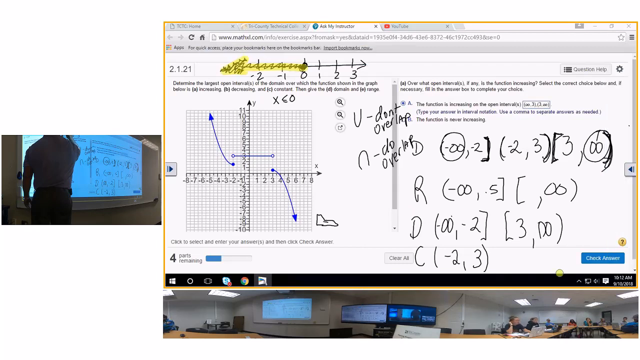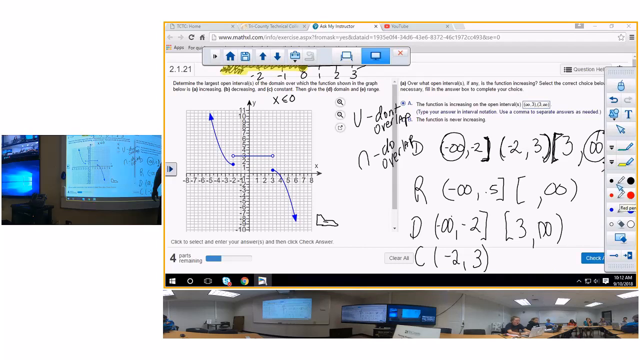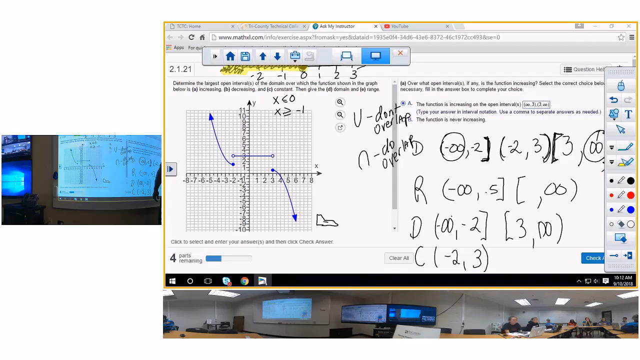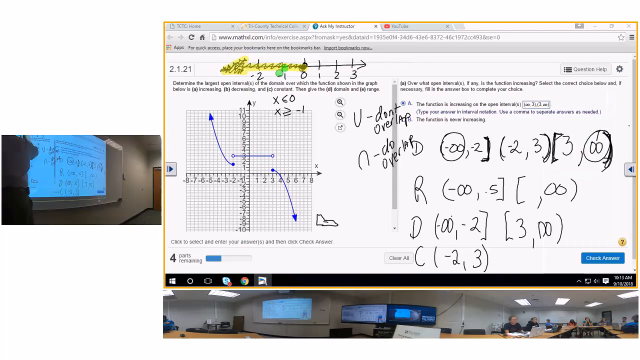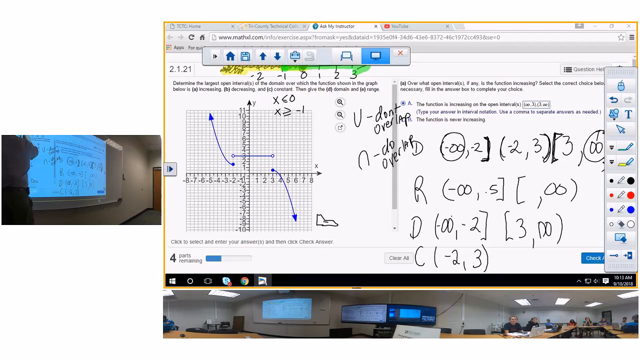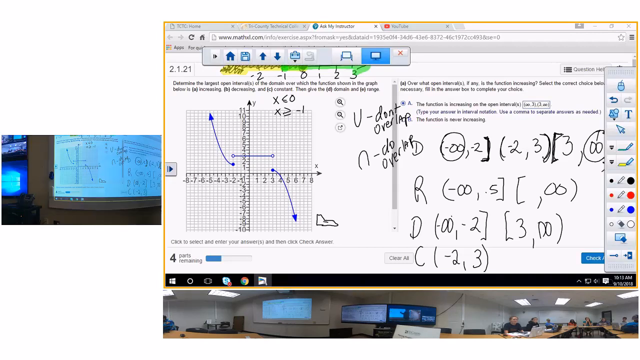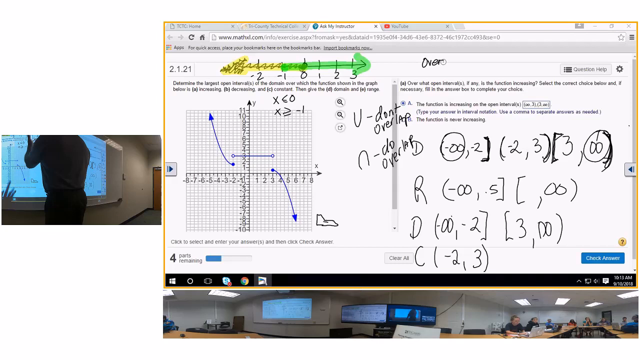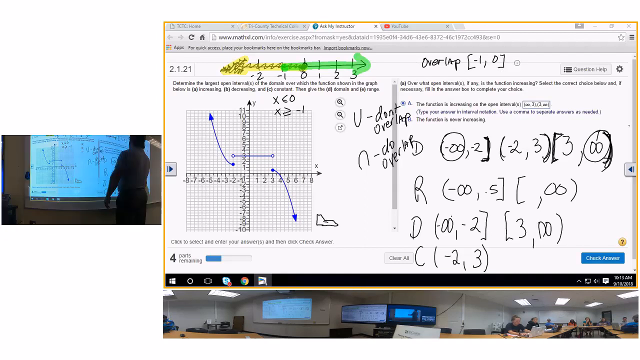Okay, and then I say x is greater than or equal to negative 1. Then you take your other highlighter, and you highlight this. Where is the overlap right here? The overlap is from negative 1 to 0. Everybody see that? Yeah. This would be an intersection.